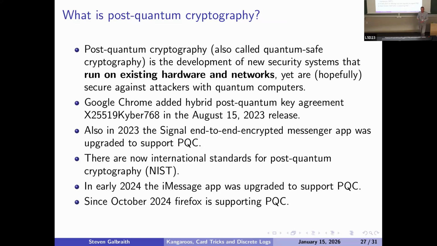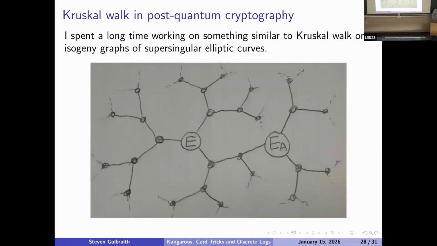So I don't work on discrete logs anymore. I work on post-quantum cryptography, but I do want to end with a story. This is a terrible picture, but it's supposed to be an isogeny graph. Never mind what this is, but this is the kind of thing that we study these days. And for a long time, I was trying to do something like the Pollard Kangaroo method on isogeny graphs, and I was getting nowhere. But I really spent a long time on it.